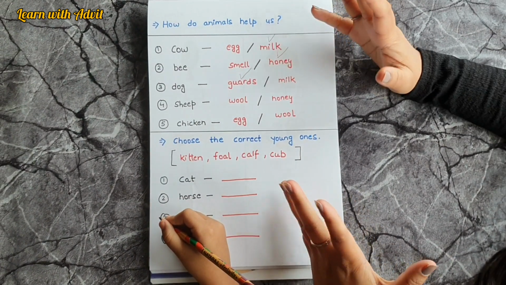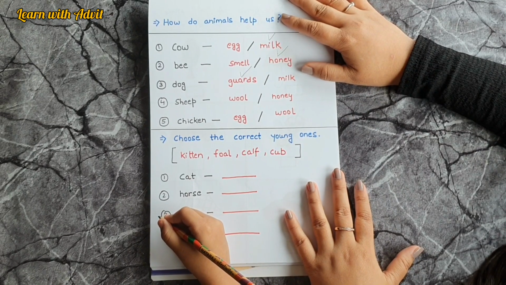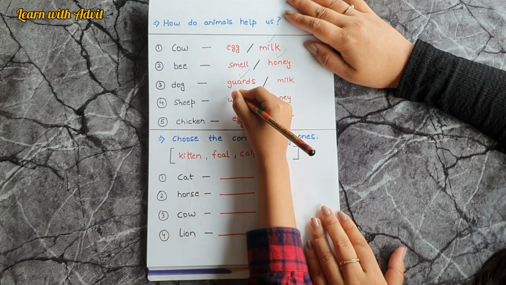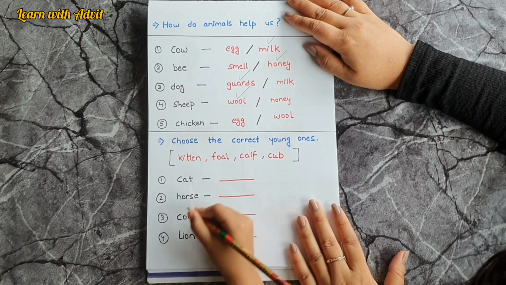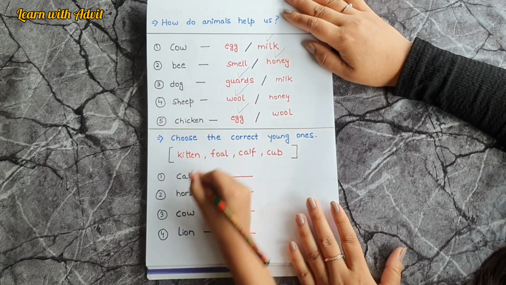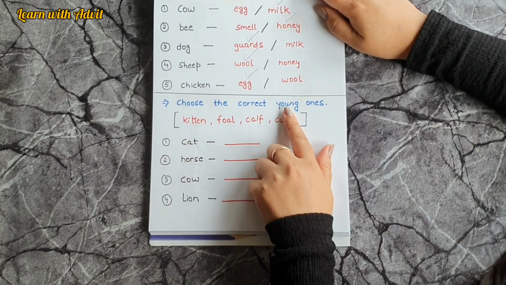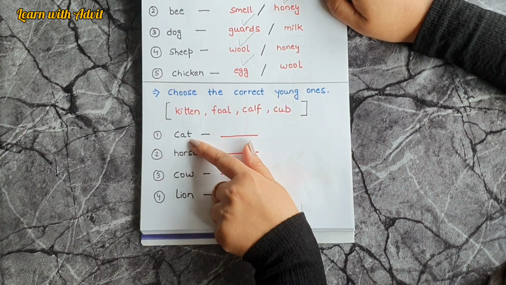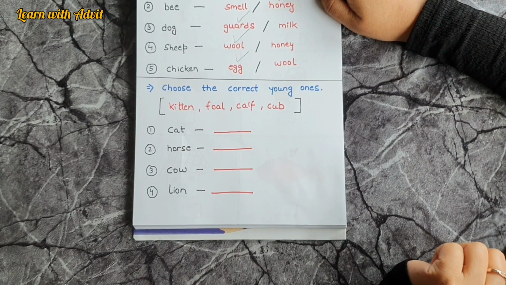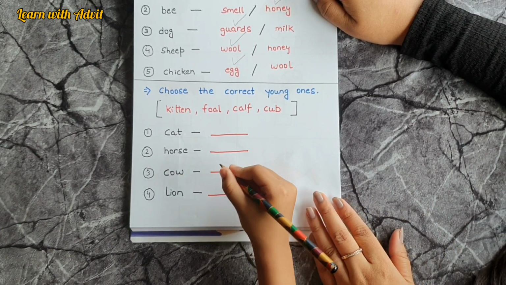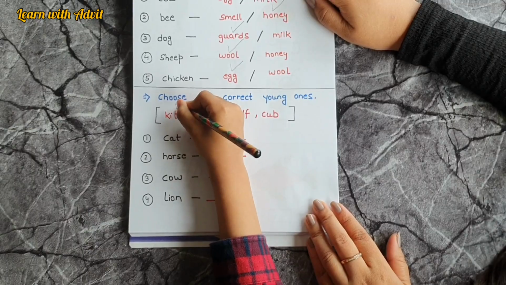Sheep gives us wool or honey? Wool. Chicken gives us egg or wool? Egg. Very good. Here, choose the correct young ones. Okay? So tell me, the baby cat is known as? Tick. Baby cat is known as? Kitten. Where is kitten? Tick it.